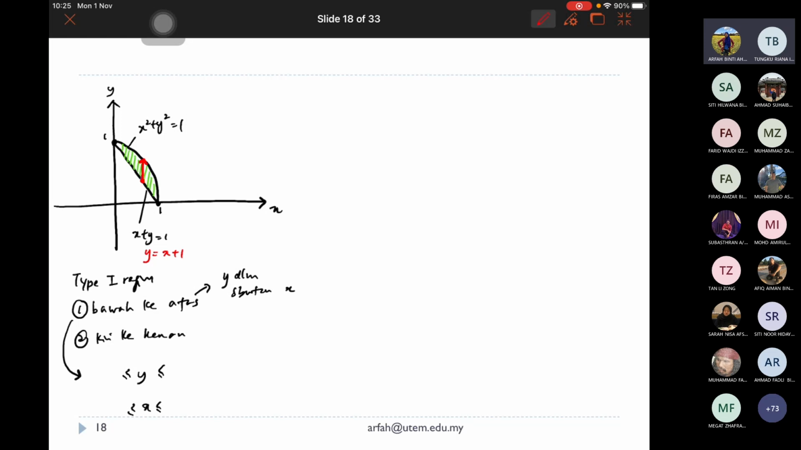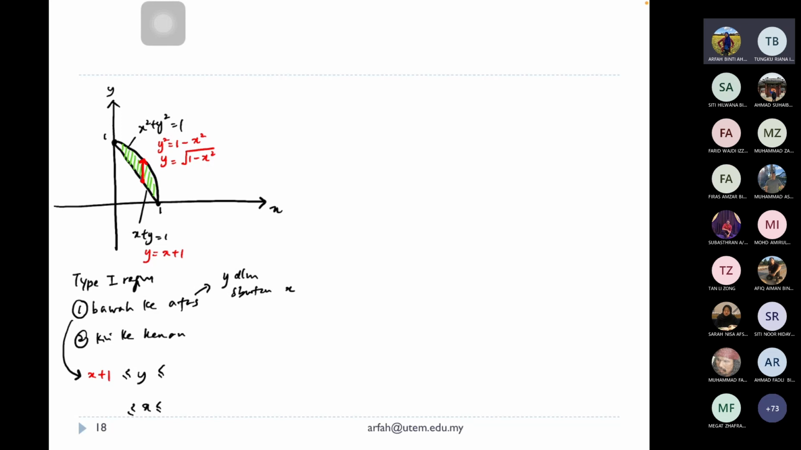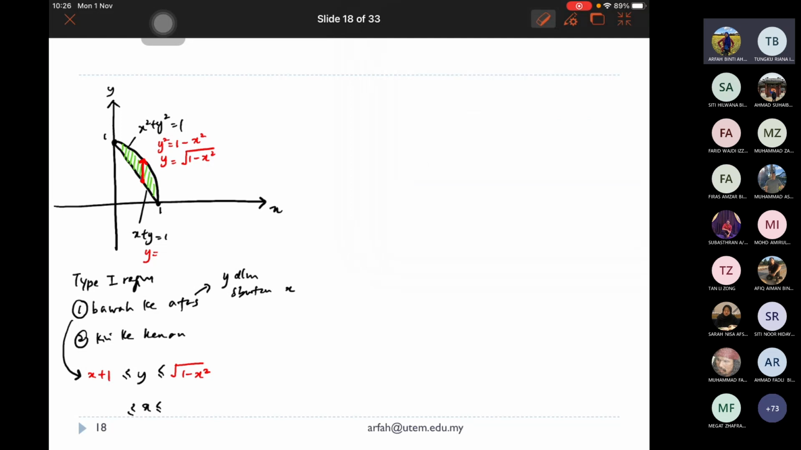Okay. So dia bergerak daripada bawah, dia akan bertemu dengan garisan x tambah y sama dengan 1 first, and then dia akan bertemu dengan garisan circle. So the circle punya equation juga saya nak dalam sebutan x. So this equation is actually y kuasa 2 sama dengan 1 tolak x squared. Or y sama dengan set 1 tolak x squared. Okay. So from here equation for y is actually daripada 1 tolak x sampai set 1 tolak x squared.